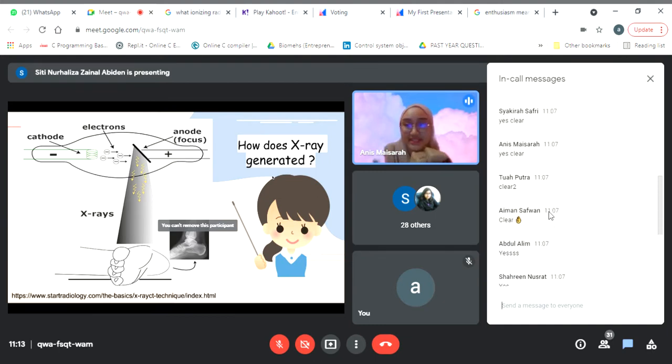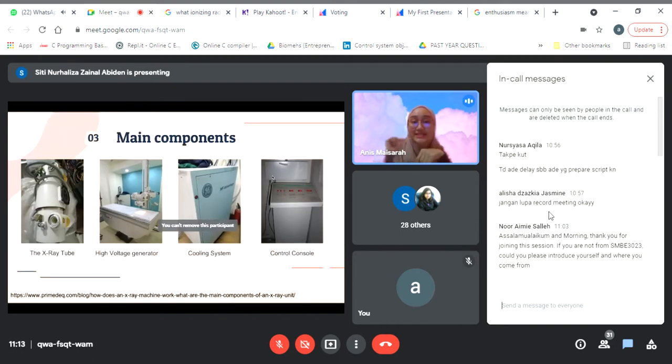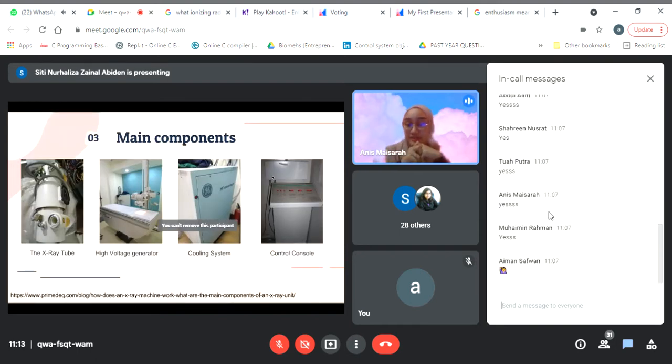Okay, previous slide please, Siti. The second component of the X-ray machine is the high voltage generator. If you notice, I have mentioned that the electrons will travel from cathode to anode, right? During the travelling time, we will supply it with high voltage to make sure that the electrons have more and more energy and will move vigorously, increasing their speed to strike the atom with more impact.